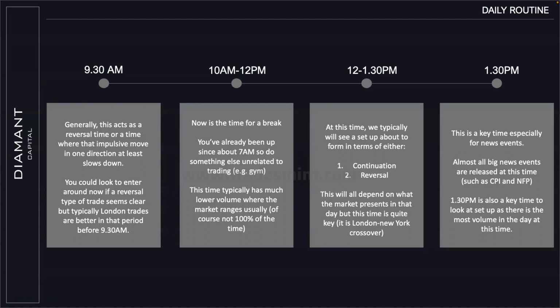This time has most of the volume in the day, when the New York and London sessions start to overlap. But yeah, this is where we start to see more positions happening.